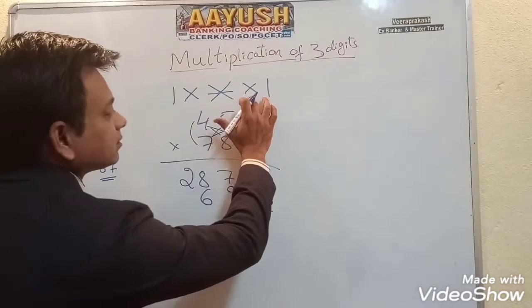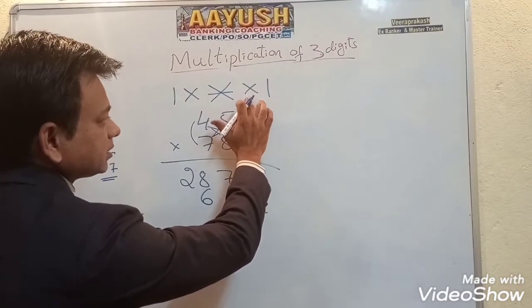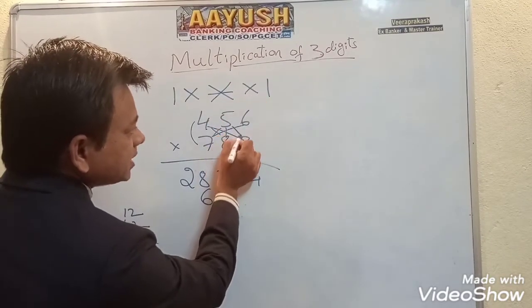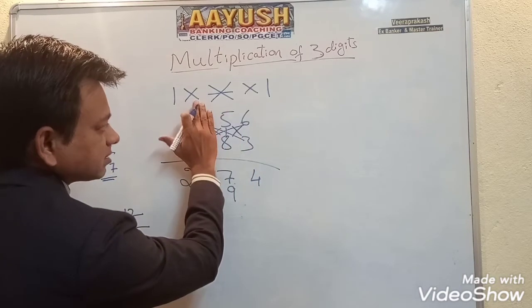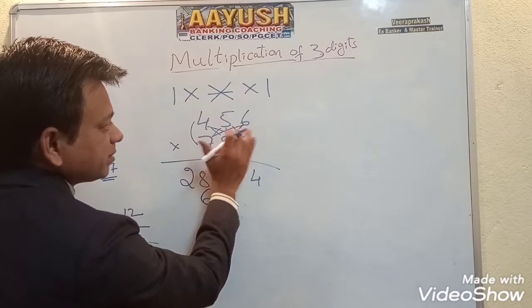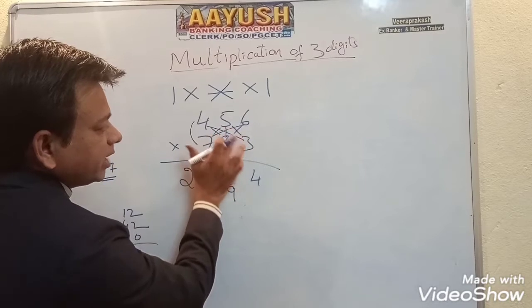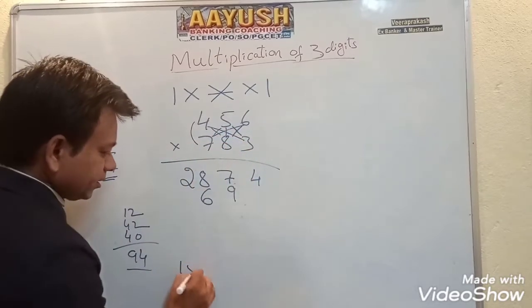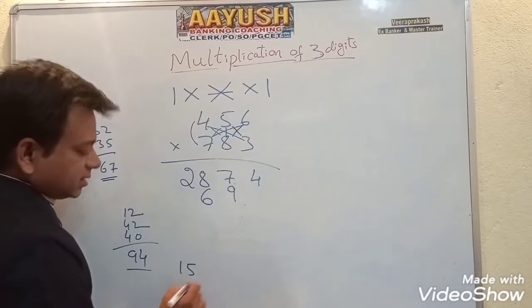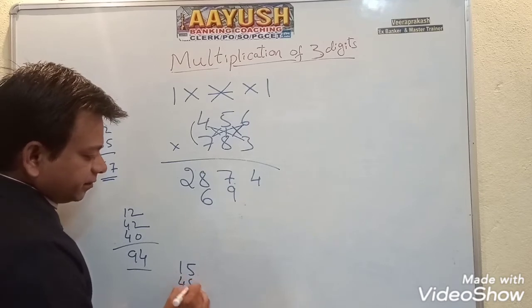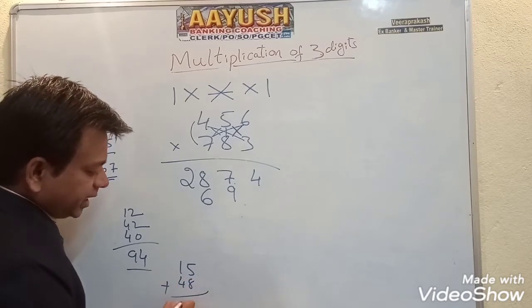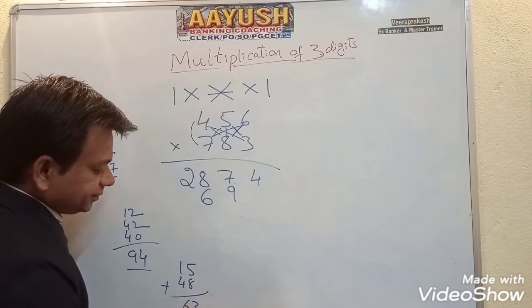Then the fourth part, the X mark. X mark means only this part. Don't go for the first one, only the tens and units place. So 5 3s are 15 and 8 6s are 48. After addition of these two, you will be getting 63.